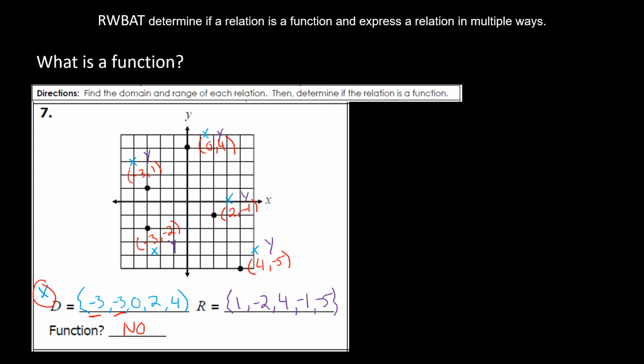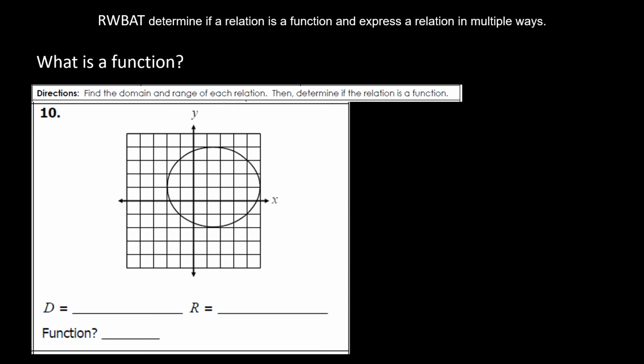We're also given this as a graph, so we can actually do a vertical line test. When I draw a straight down vertical line through here, we see that that vertical line is crossing this relation at 2 points. So that only further emphasizes that number 7 is not a function because the x values repeat and it fails the vertical line test.